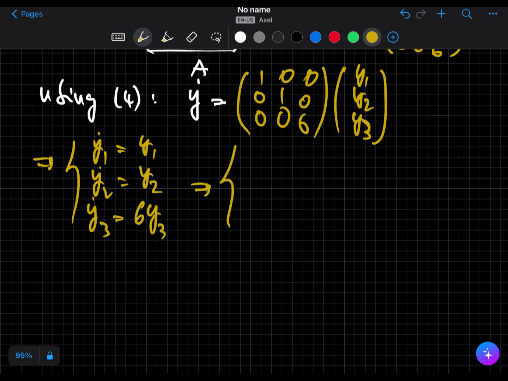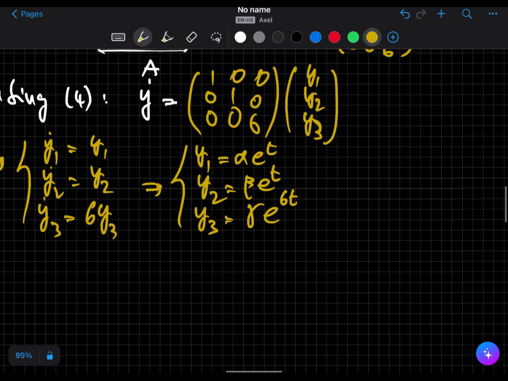And I can do the integration easily to have y1 equals alpha e to the t, y2 equals beta e to the t, and y3 equals gamma e to the 6t. Now, once I have this, you can remember that at the very beginning we let x equal Py, and my matrix P is already given.